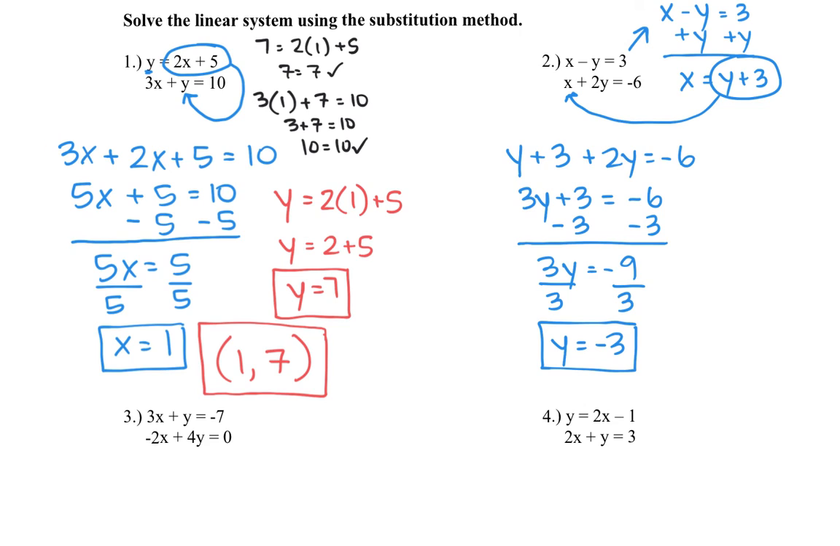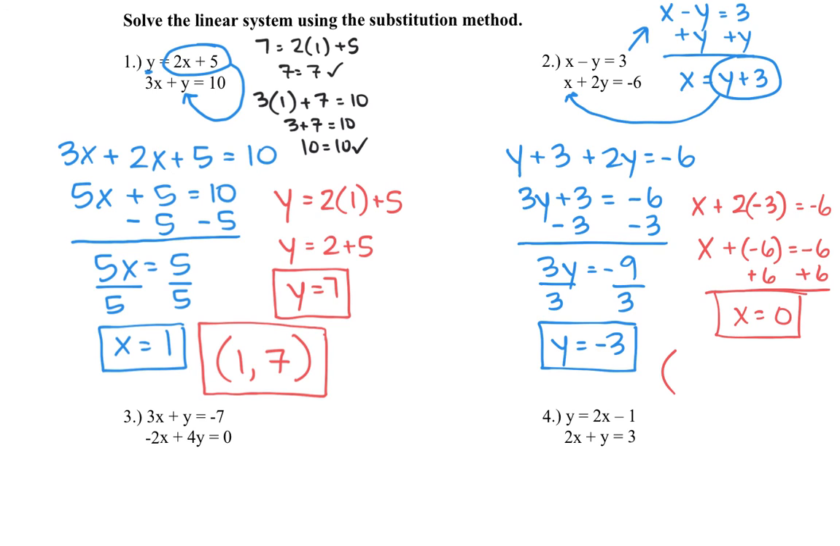So now that I have y, I can plug it into either equation to get x. I'm going to go ahead and plug it into the second one just for fun. So I get x plus 2 times negative 3 equals negative 6. So x plus negative 6 equals negative 6. I'm going to add 6 to both sides, and I get x equals 0.